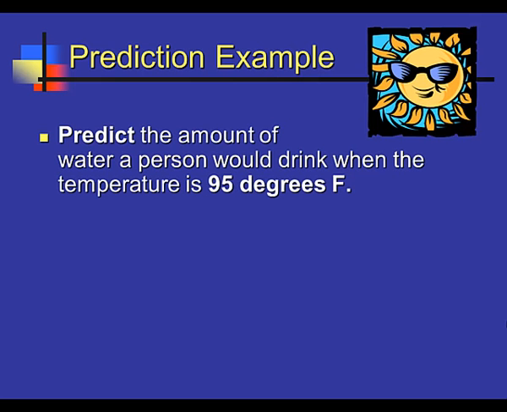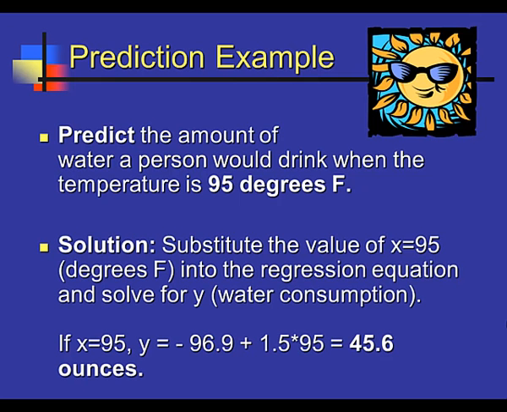To solve the problem of predicting the amount of water a person would drink when the temperature is 95 degrees, we can simply substitute the value of x equals 95 degrees Fahrenheit into the regression equation y hat equals negative 96.9 plus 1.5 times x, and solve that for y, water consumption. So if x is 95, then we get the result of 45.6 ounces. Note that 95 degrees is in the range of values that were used to find the regression equation, so we can use this equation to predict the water consumption when the temperature is 95 degrees.